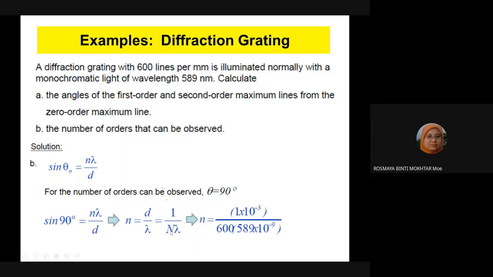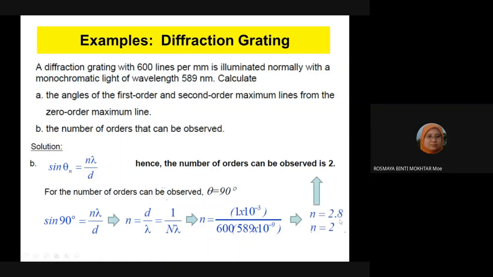Sorry, D is 1 per N. Okay, D is 1 per 600. So you substitute into here. And another thing, you must be careful with the millimeter. Okay, millimeter, so convert to meter. Now substitute everything into the equation. So you get N is 2.8.